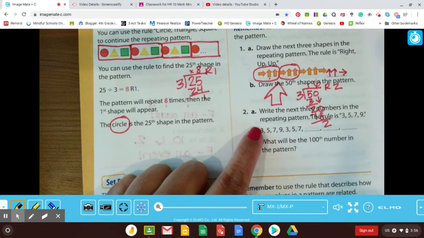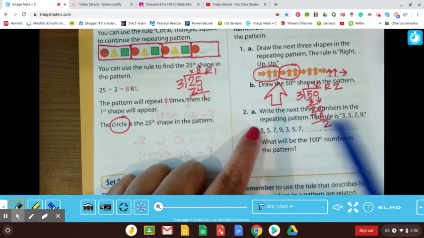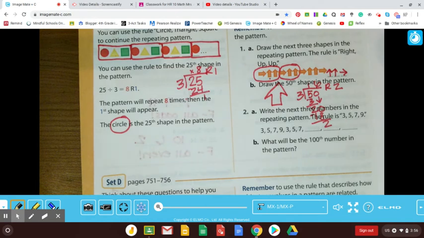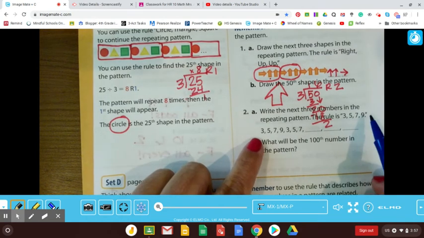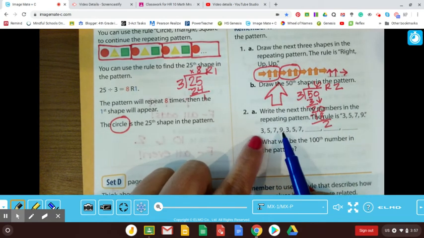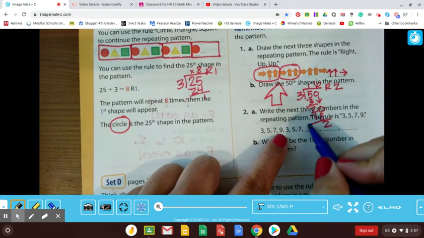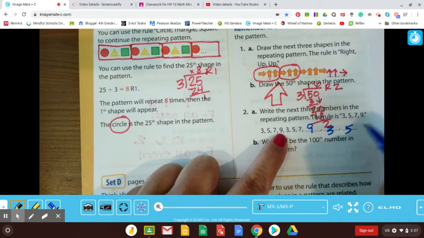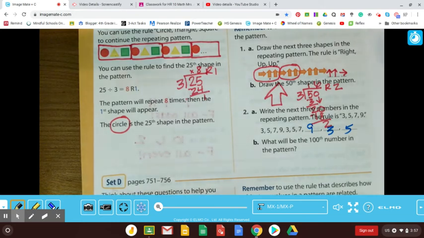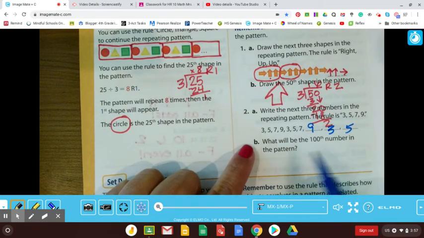Sorry, I wrote over this, but we can still do it. Write the next 3 numbers in the repeating pattern. The rule is 3, 5, 7, 9. So we have 3, 5, 7, 9, 3, 5, 7, 9, 3, 5, and so on. What will be the 100th number in the pattern?